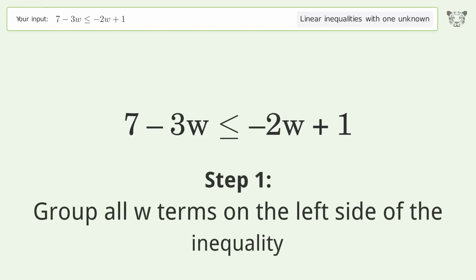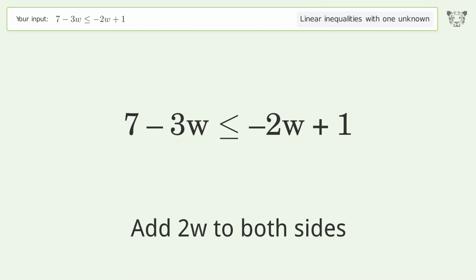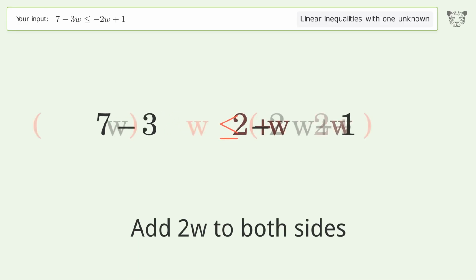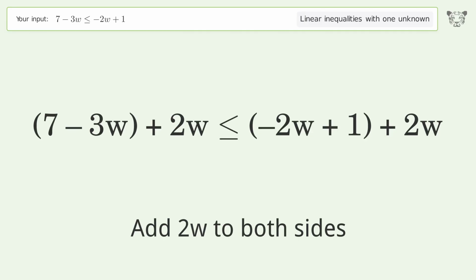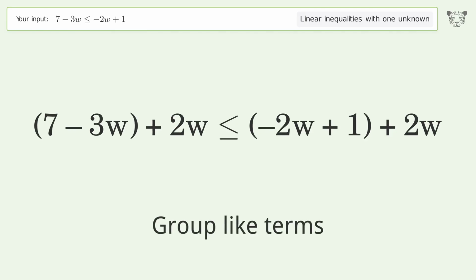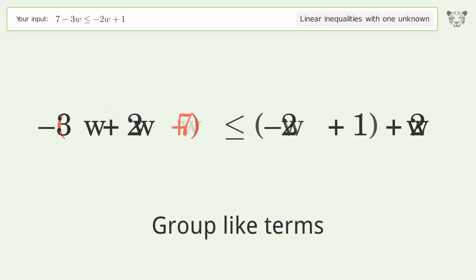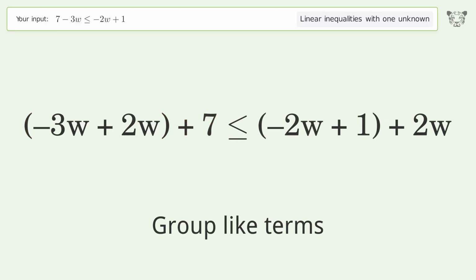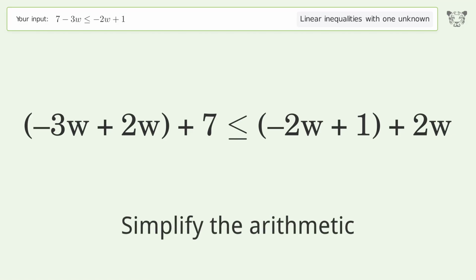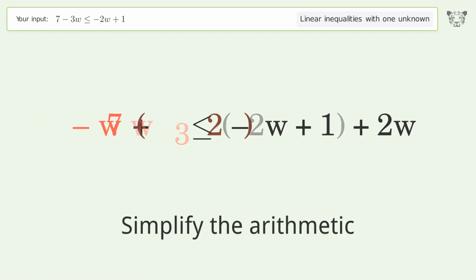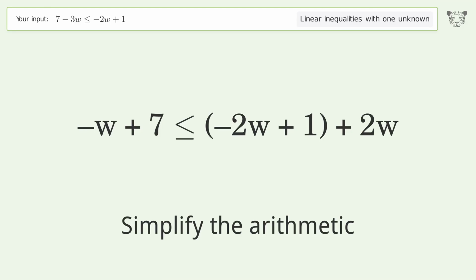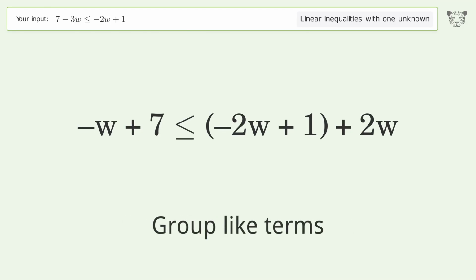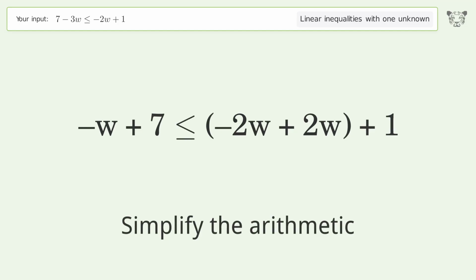Group all w terms on the left side of the inequality. Add 2w to both sides. Group like terms. Simplify the arithmetic. Group like terms. Simplify the arithmetic.